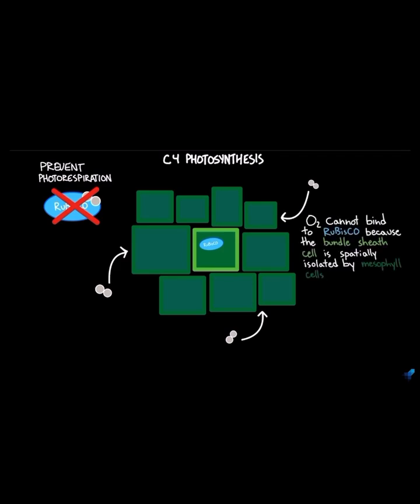So what is the whole purpose of this process? Remember, it's to prevent photorespiration, and photorespiration is when oxygen attaches to Rubisco. So bundle sheath cells are surrounded by mesophyll cells, and thus hardly any oxygen will be able to get into the bundle sheath cells. So it's here in the bundle sheath cells that Rubisco is active, and if oxygen's not present, it's not going to bind to it. So this is a way that a plant can spatially isolate its photosynthetic processes to prevent photorespiration.